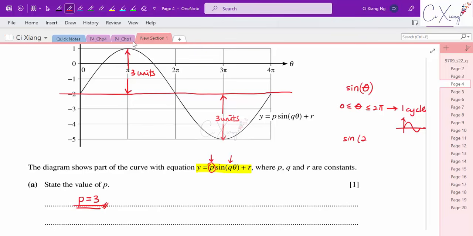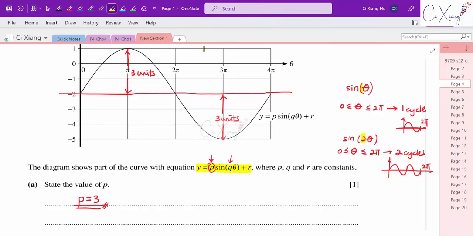If let's say we are having sine 2 theta, basically it means that from 0 until 2 pi, we are having 2 cycles of the sine graph, where we will have 2 cycles and the ending point here is 2 pi. This one, the ending point is 2 pi as well. Okay, so basically the value of this number inside the sine function will affect the number of cycles that appear in 2 pi, from 0 until 2 pi.